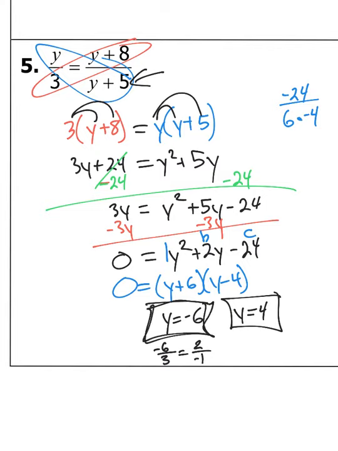And then if I plug 4 back in, I would get 4 over 3 equals 12 over 9. If I reduce this and this, it would give me this. So that is, in fact, an answer as well. So I'm good. I would have 2 answers for this problem.